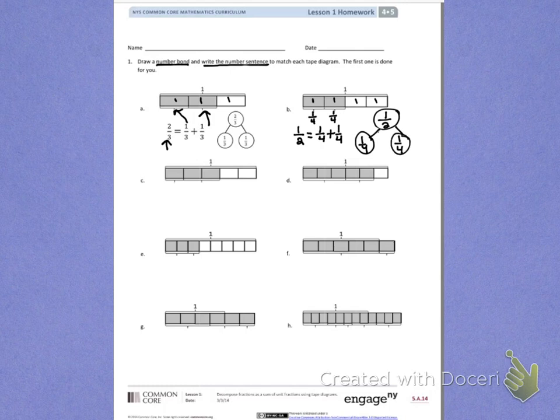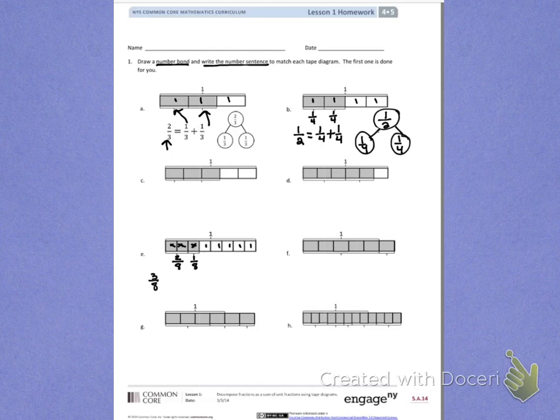I'm going to skip down to letter E. This tape diagram is still representing a whole value of 1. Let's see how many pieces it's broken into. 1, 2, 3, 4, 5, 6, 7, 8. So it's being broken down into 8ths. The first little bracket here is representing 2 of those 8 pieces, and the second bracket is representing 1 of those 8 pieces. Altogether, that makes 3 of the 8 pieces. We have 1, 2, 3 of the 8 pieces.